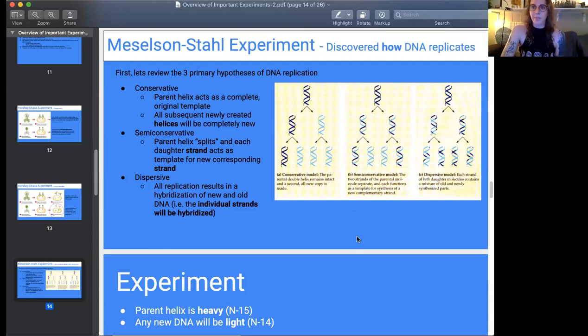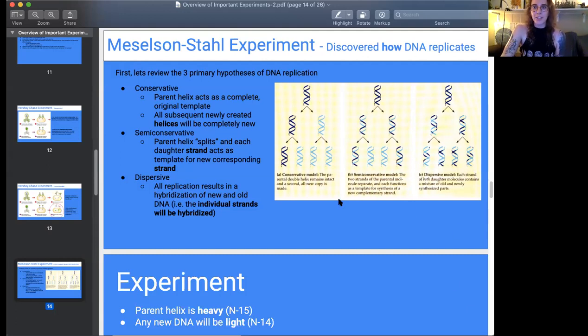All right, and now the dispersive model is a little different from both of those, in that it says every replication step results in a hybrid of not only the helix itself, but of the individual strands. Here we saw 2 hybrid molecules because each contains one old and one new strand. But here, even each strand contains old and new, so every single strand is going to be some sort of hybrid. This is pretty easy in terms of identifying what's going to happen throughout the generations, because it's going to be hybrids all the way down.